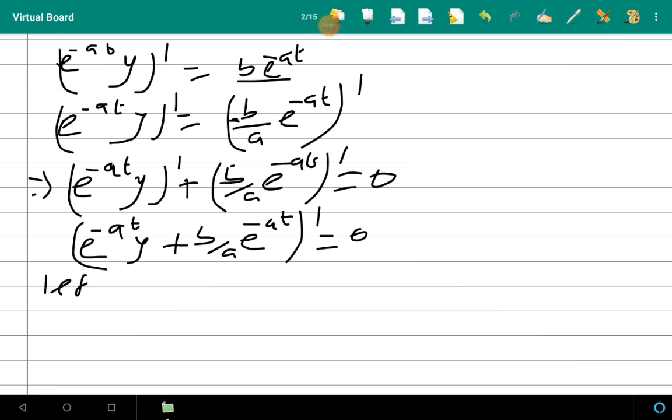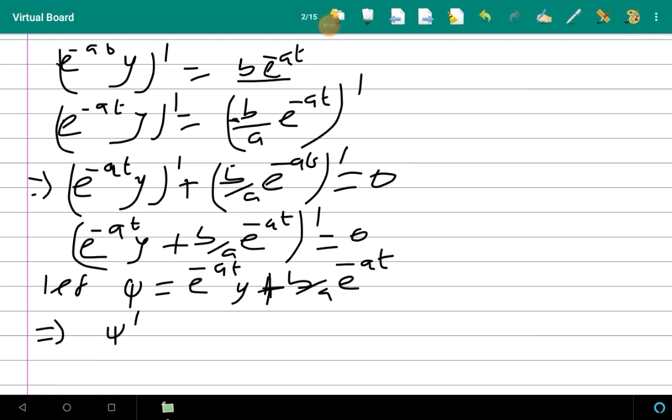Now let what is inside the bracket, what we call the potential function, be equal to e^(at) y plus b over a e^(at), which implies that this prime is equal to 0.